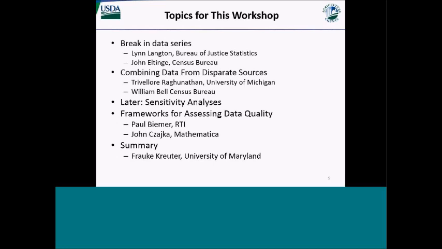And then in the afternoon, we're going to be turning to looking at frameworks for assessing data quality. In other words, we're looking for metrics. We don't know where the holes are. We're not the first ones to have thought about this. So maybe we ought to build on what someone else has done. Paul Beamer is going to talk about expanding the total survey error framework more broadly to include all types of data. John Shaka, Mathematica, has been reviewing what's been done in other places, and we'll talk about those options. And then Frock is going to give a summary. We're going to have an emphasis on this last part, but she'll probably be synthesizing aspects from all three workshops.